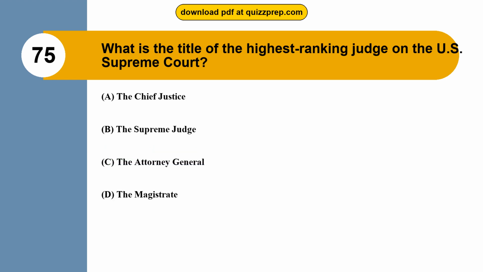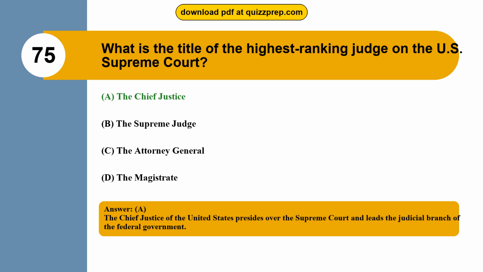Question 75. What is the title of the highest-ranking judge on the U.S. Supreme Court? Option A, the Chief Justice. Option B, the Supreme Judge. Option C, the Attorney General. Option D, the Magistrate. The correct answer is option A, the Chief Justice. The Chief Justice of the United States presides over the Supreme Court and leads the judicial branch of the federal government.